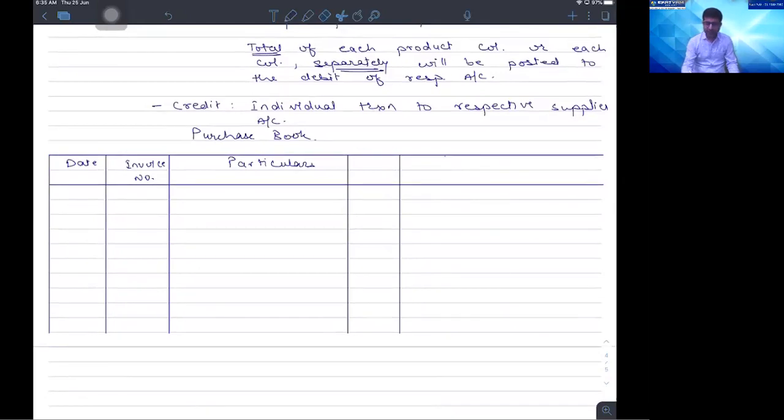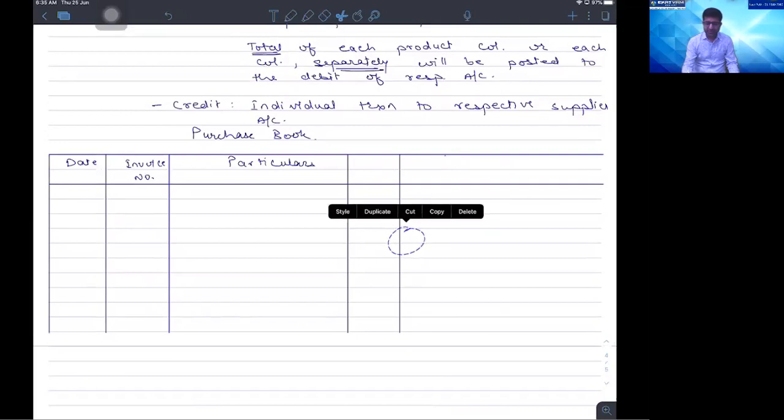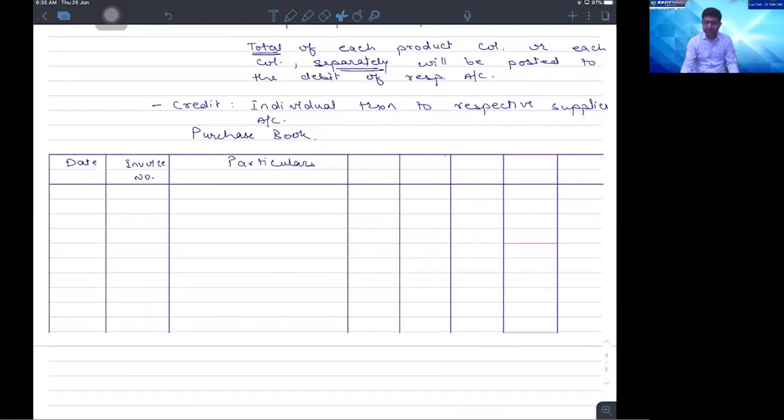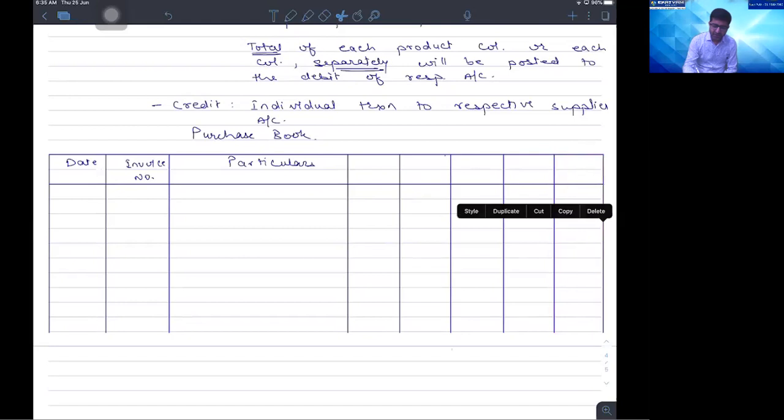the individual products. Like, let's say this is product A column, product B column, product C column, and I'm having a separate column for freight as well, right? So I'll have the column for amount, that is the total of that particular invoice. I'll have the column for product A, product B, product C, and I'm having the column for freight in this.